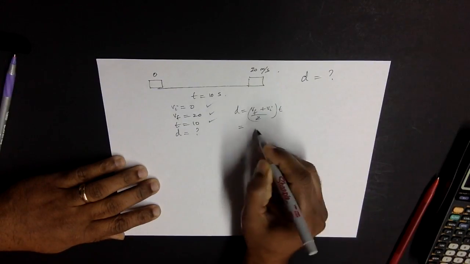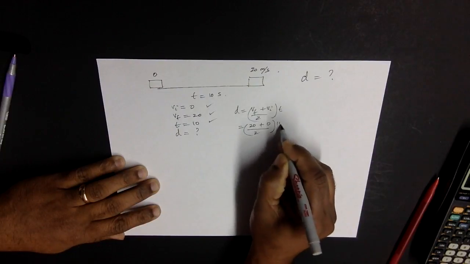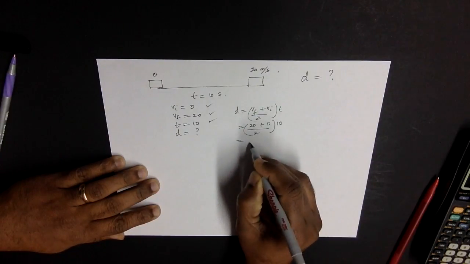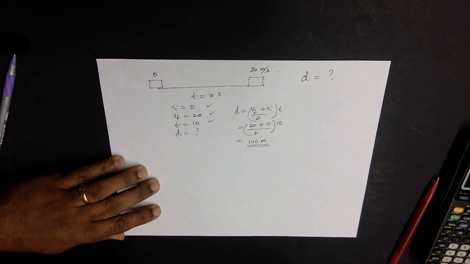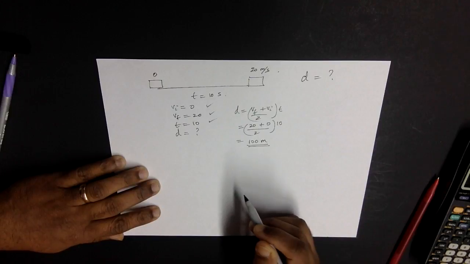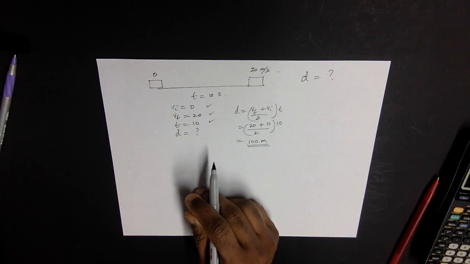All you do is just substitute 20 plus 0 divided by 2 times 10. And that becomes 100 meters. That means the car went 100 meters in that period of time. So you can see how the problems are solved. All you do is just use equations of motion.